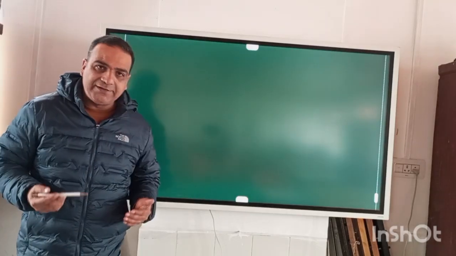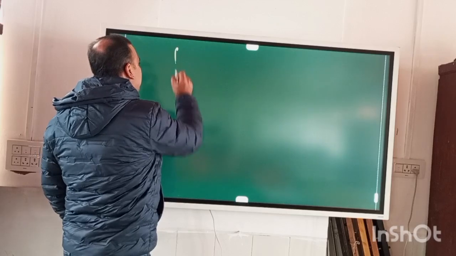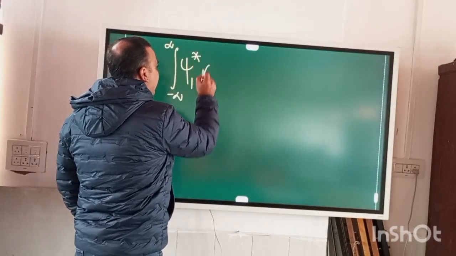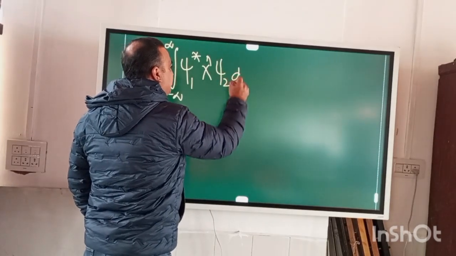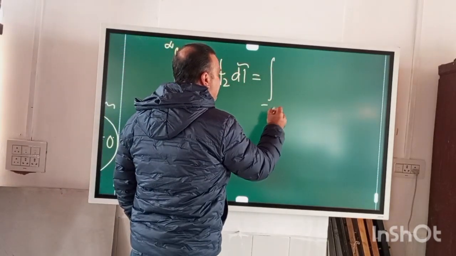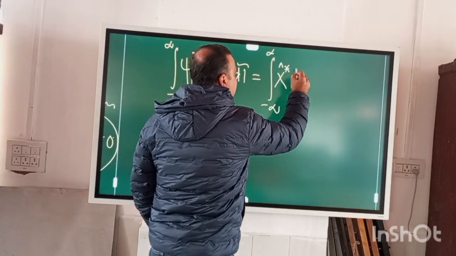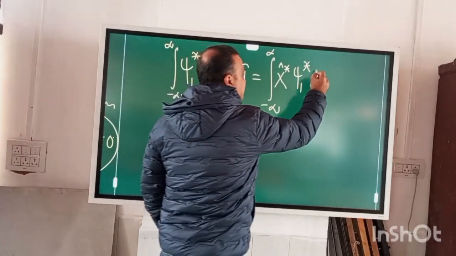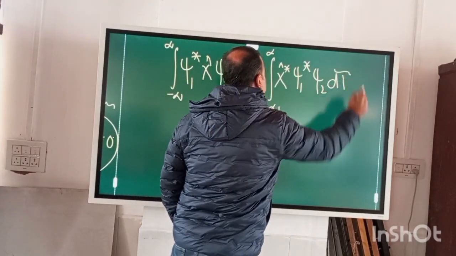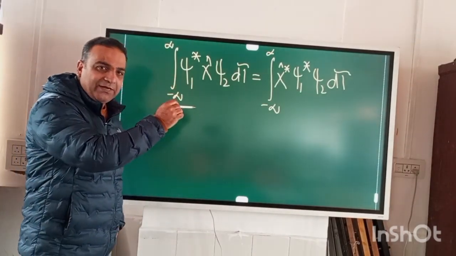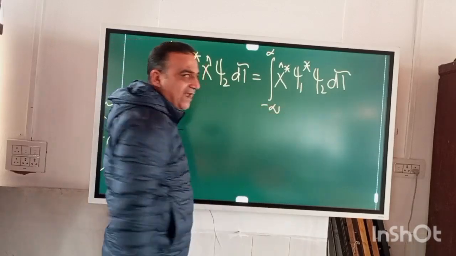We start with the property. When an operator is a Hermitian operator, this equation is satisfied: the integral from minus infinity to infinity of psi1 star x cap psi2 d tau is equal to the integral from minus infinity to infinity of x cap star psi1 star psi2 d tau. The operator can be Hermitian only if this condition is satisfied.